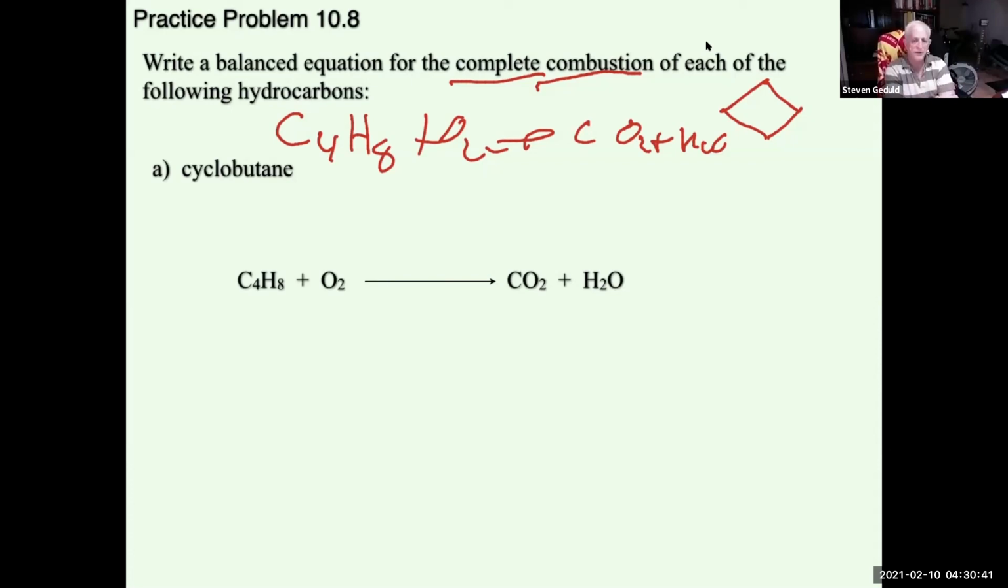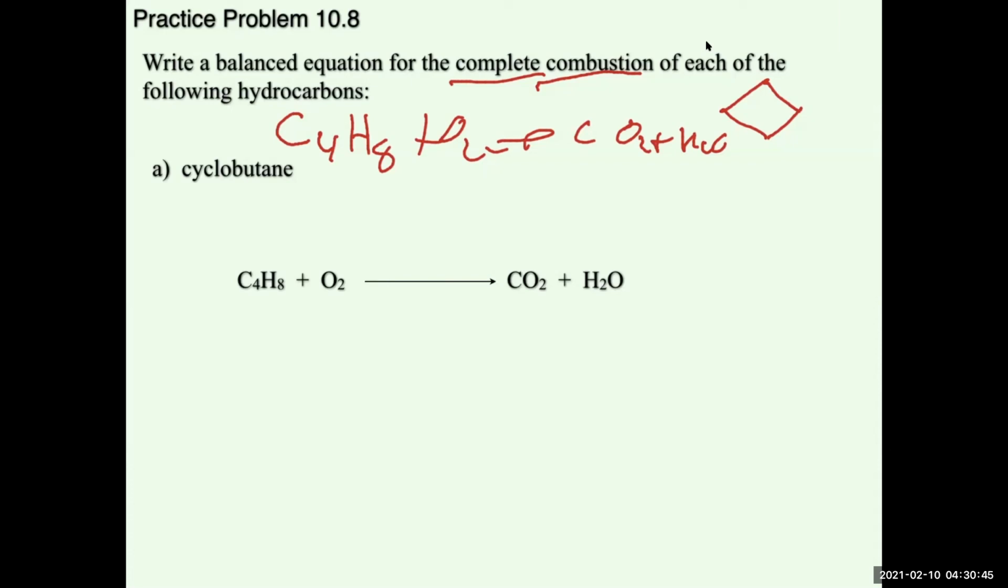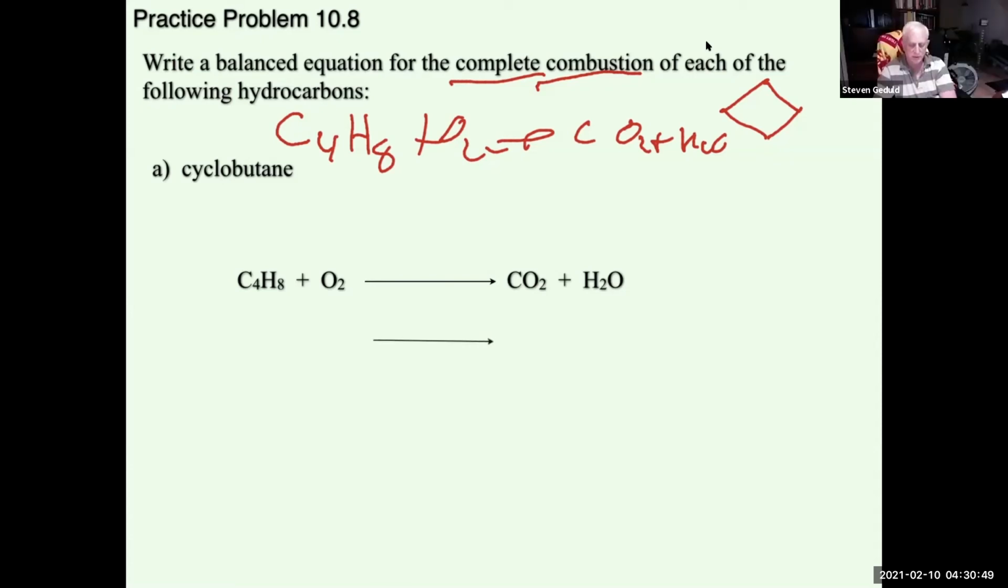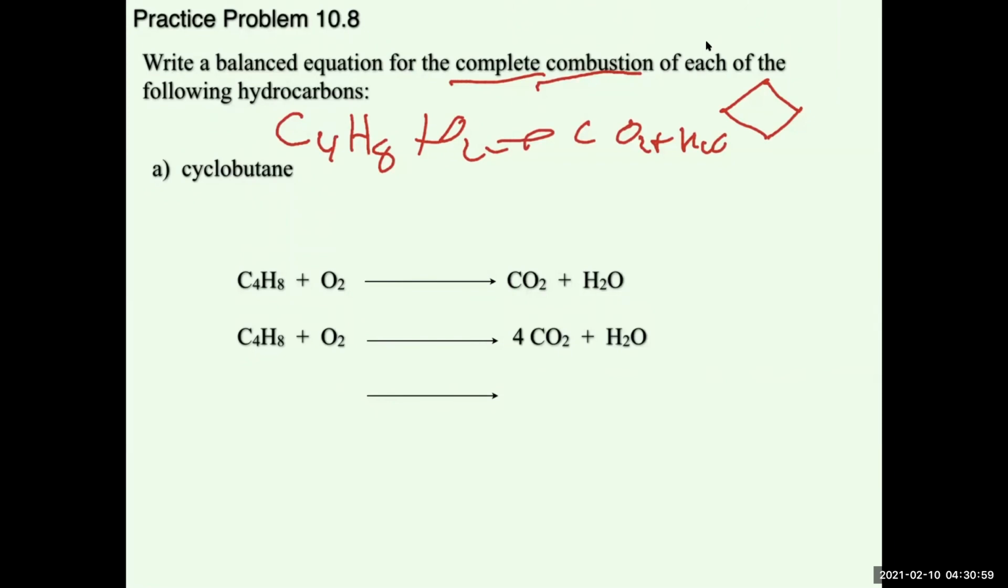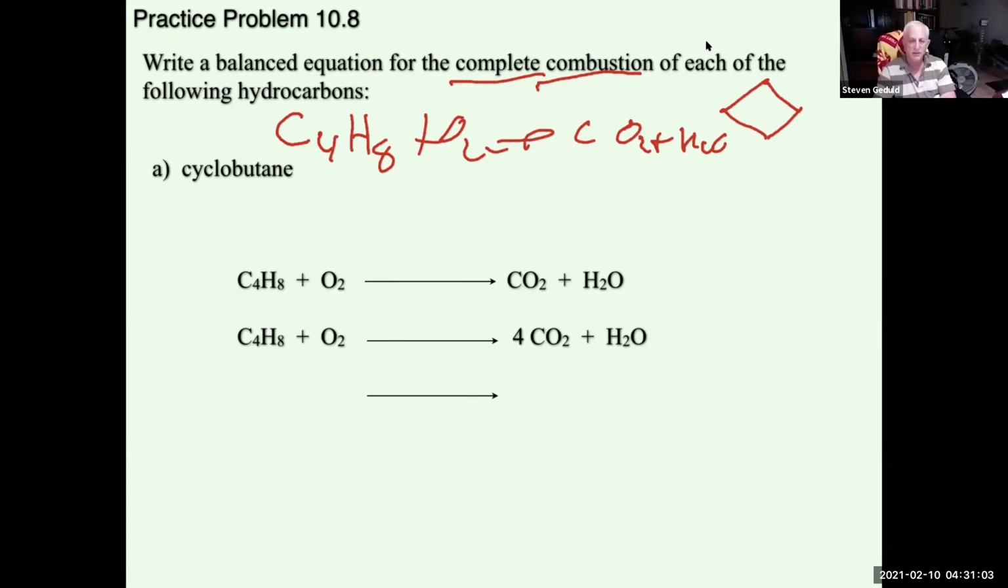So how many carbons on the left? 4. Somebody on the other side say 4 also. Okay. How many hydrogens on the left? 8. So I put a 4 in front of the water to make that say 8. Okay. Now my carbons and hydrogens are balanced. I'm only left with oxygen.